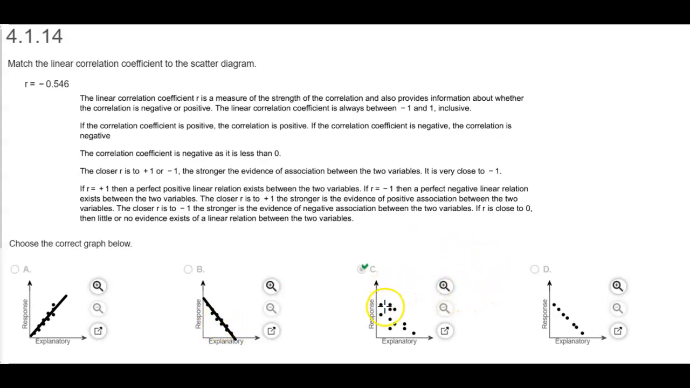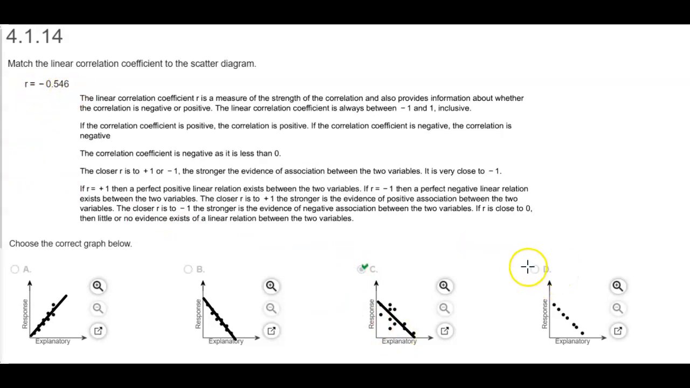Now, if we look at C, we can draw a line through this data, but the points are not as close together as they were in B. So it's not as strong, and the reason is that the points are a little bit further away from each other. But it is going down, and it is negative. So that's going to resemble close to what r is equal to, which is negative 0.546.